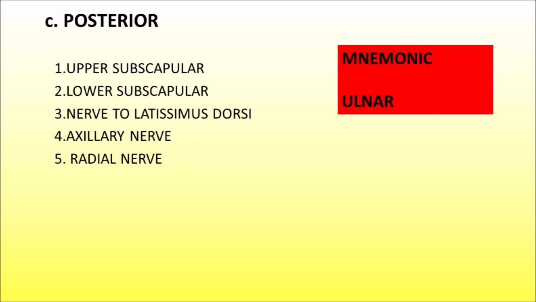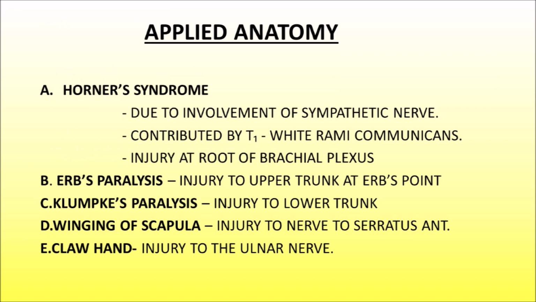Remember the mnemonic ULNAR. The letters of the word ULNAR give the branches of the posterior cord. U stands for upper subscapular, L for lower subscapular, N for nerve to latissimus dorsi, A for axillary nerve, and R for radial nerve. Let us move on to the last section, which is the applied anatomy.